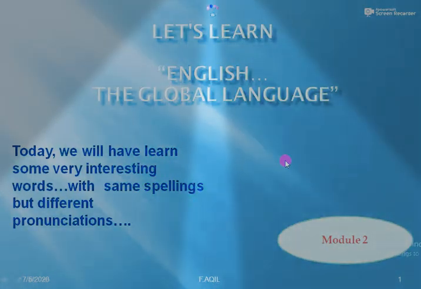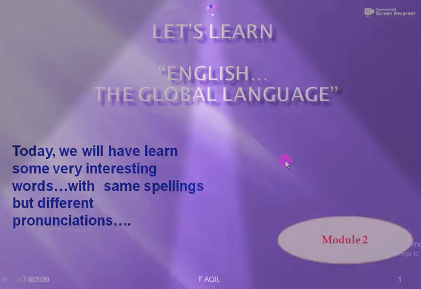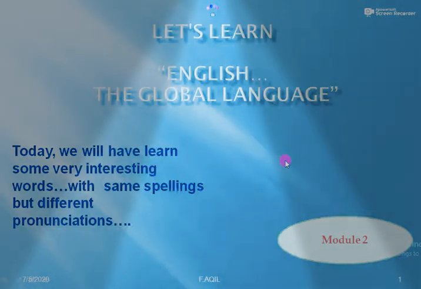Okay, today we shall learn some very interesting words. These words have the same spellings but different pronunciations. We all know English is a global language. We have to understand that if we have two same words, it doesn't mean that we are wrong or we are repeating words. No, they can have different meanings. They can even have different pronunciations but different spellings. So we will have fun with some of such words used in sentences.